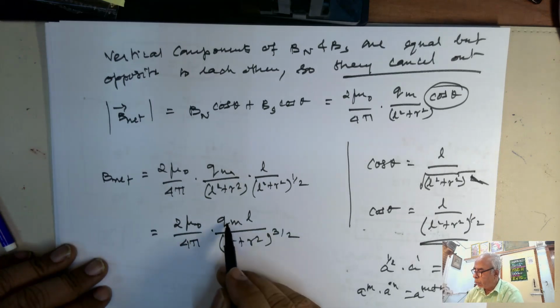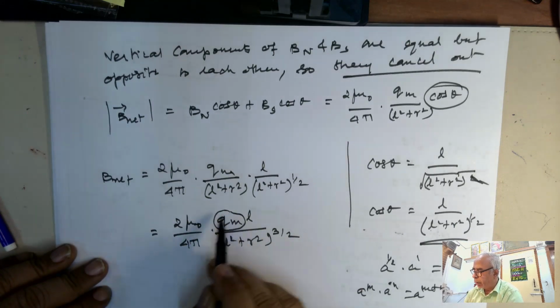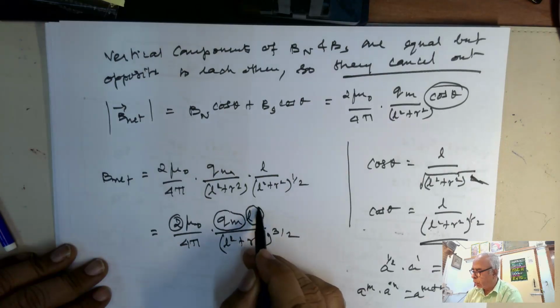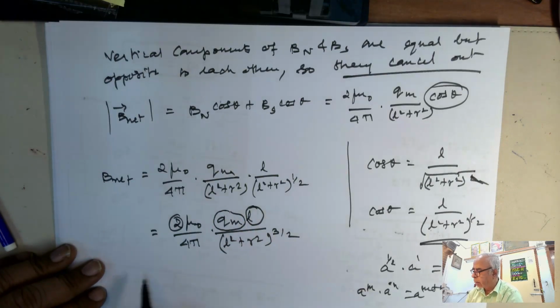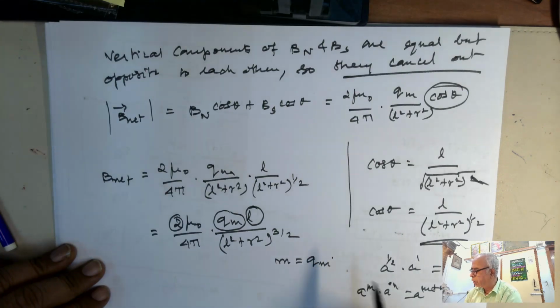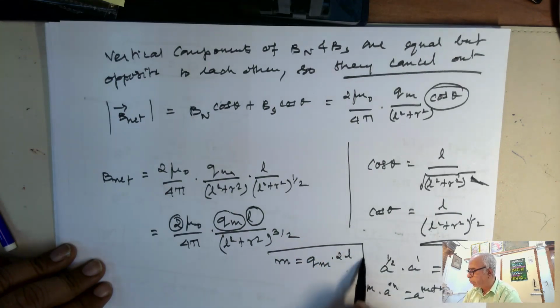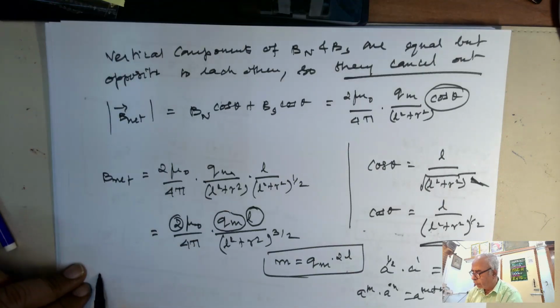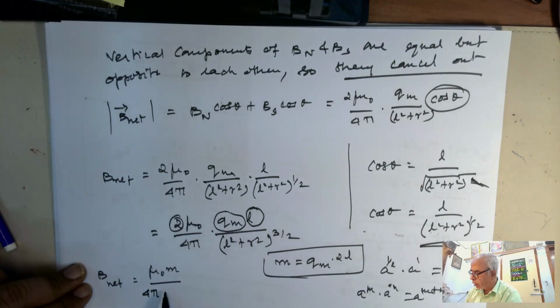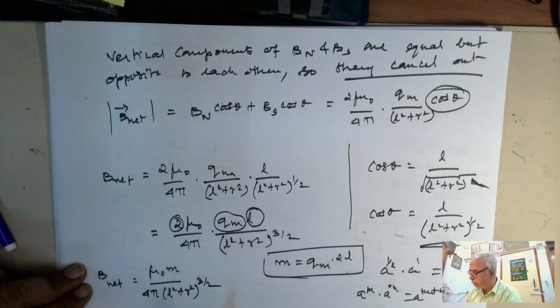Now we know this Qm into 2L is equal to what? P. That is m here. So m is equal to Qm into 2L, which is nothing but magnetic dipole moment. Therefore, B net is equal to mu naught into m divided by 4 pi into (L squared plus R squared) whole power 3 by 2.